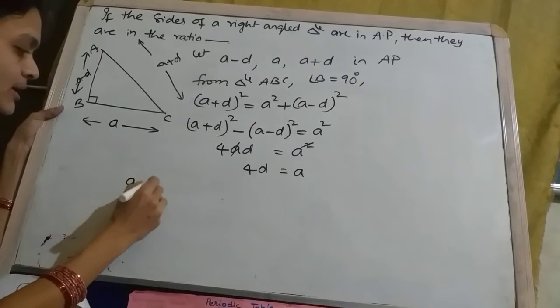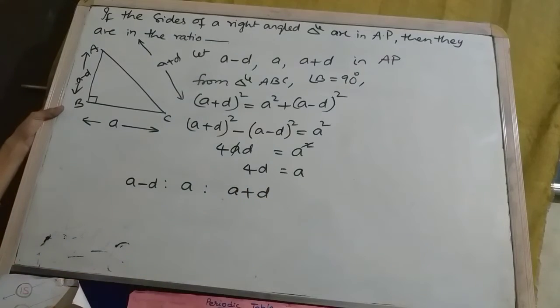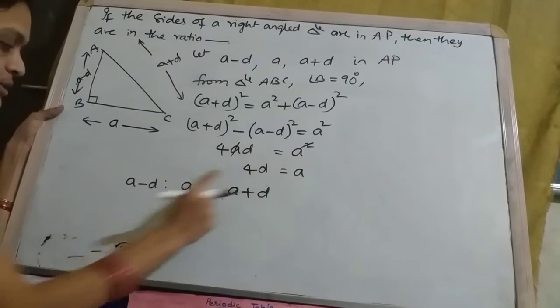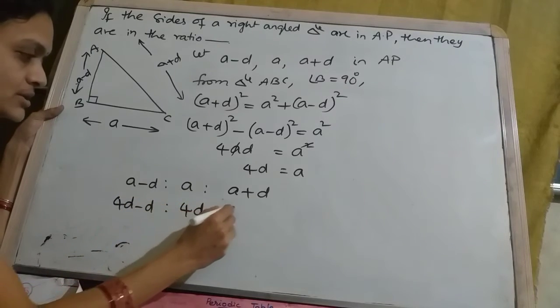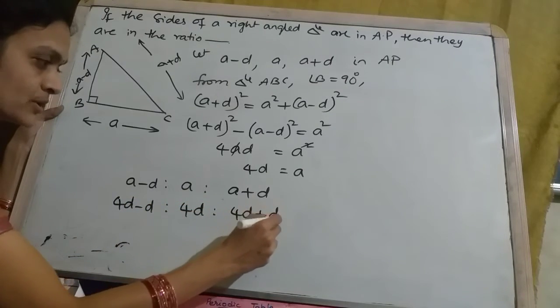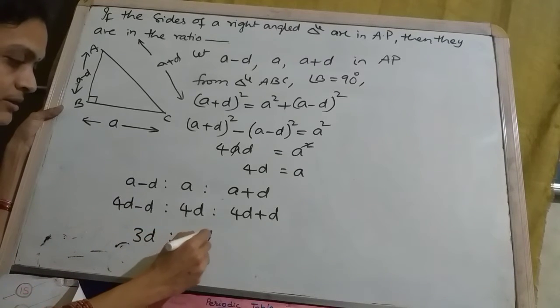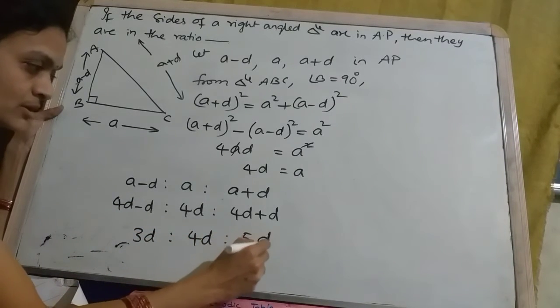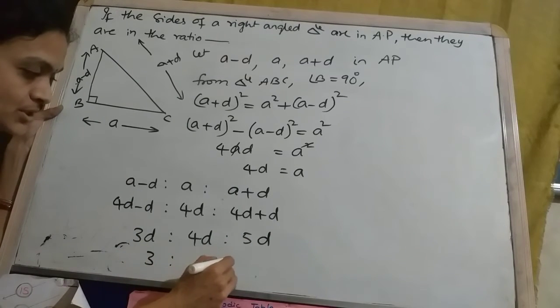What is that? A minus d, a, a plus d, no? So then simply you substitute the value. Instead of a you write 4d: 4d minus d, 4d, 4d plus d. So then you simplify: 4d minus d is 3d, this is 4d and this is 5d. So this is the ratio, no? D cancels, what you get? 3 is to 4 is to 5.